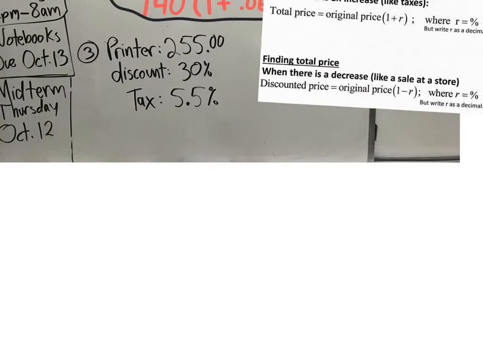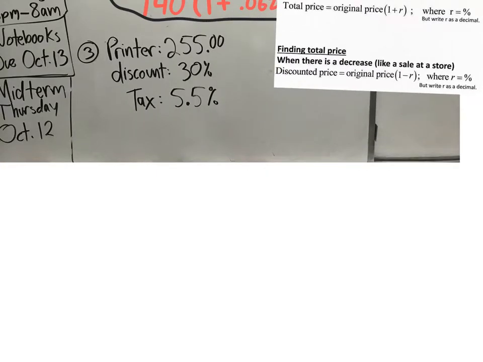Let me actually keep the notes here. We're going to say $255. That's the original price times 1 minus the rate. Right here, we're going to be subtracting the discount. Remember, R. But R is the percent, but write it as a decimal. Now, what is the discount? It's 30% discount. But as a decimal, it's going to be 0.30.